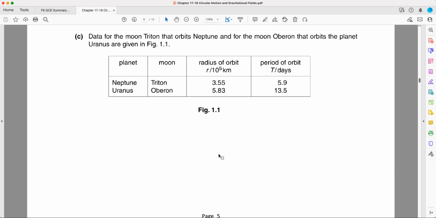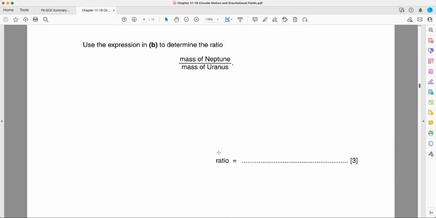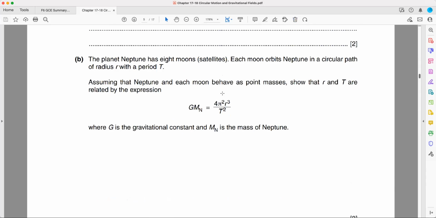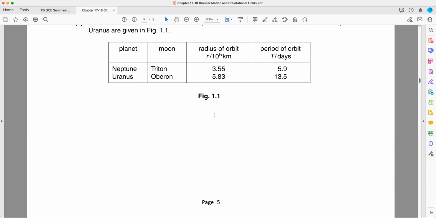Now, this data gives you the moon T orbiting the N, and the moon O orbiting the U. Then they want you to find the ratio of the mass of N to the mass of U. Now we just use this formula. Remember there are in total 4 objects, 2 planets and 2 moons. This moon orbits around Neptune, and this moon orbits around Uranus.